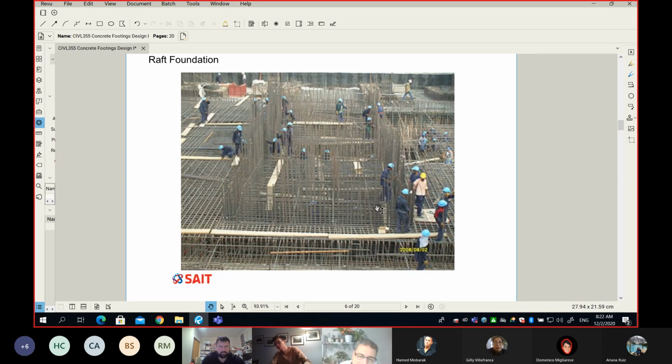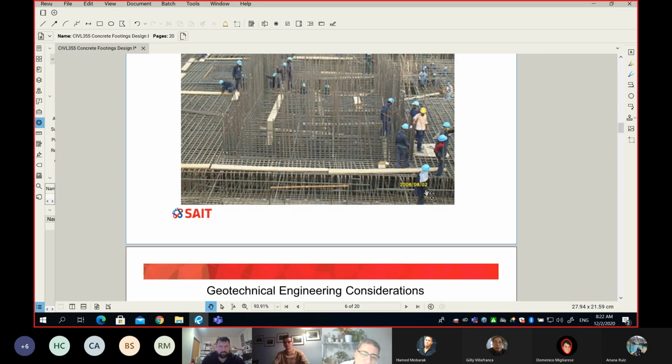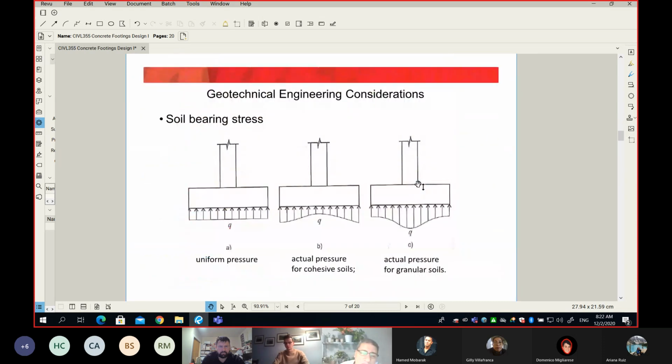Anyway, it's outside the discussion of our class, and let's move on to see some other interesting topics that we need to prepare you before we design our footings. Number one, I know that you heard about soil bearing stress in other classes. Soil bearing stress in other classes in geotechnical.